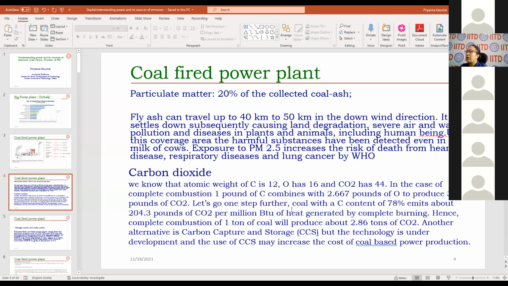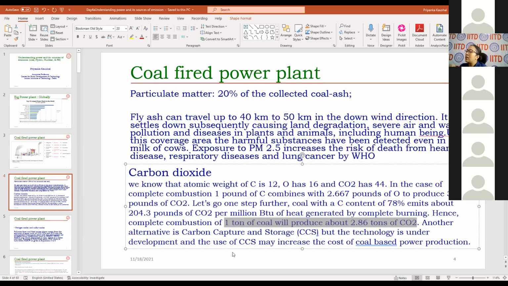And if you look at it, coal with carbon content of about 78%, typically that is the content that we assume, how much amount of heat is generated, and based on that, how much amount of CO2 can be generated, right? So you can see here, 1 ton of coal can produce about 2.86 tons of CO2, almost 3 times, a little less than 3 times. So when you're combusting 1 ton of coal, you are actually emitting about 3 tons of CO2 into the atmosphere.